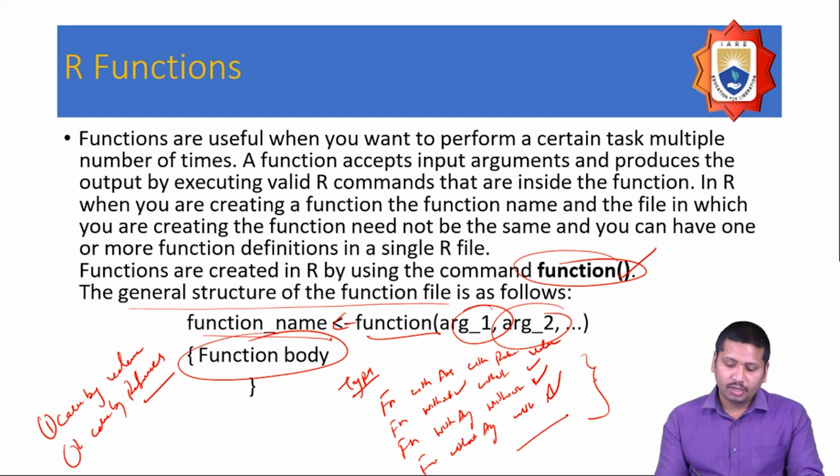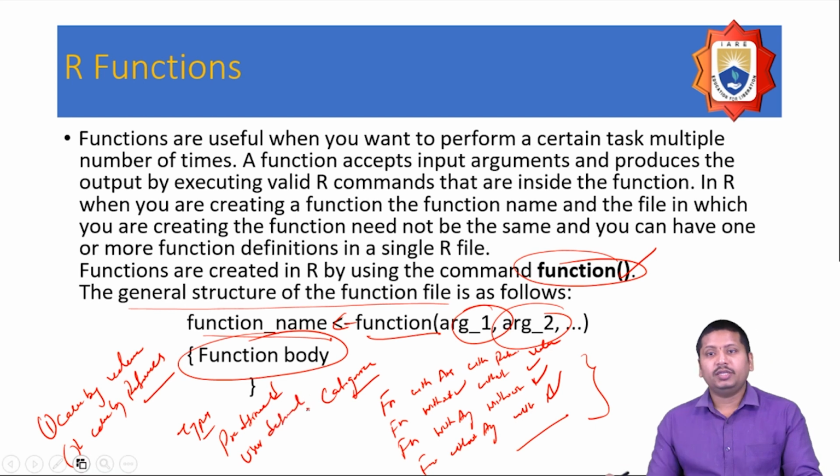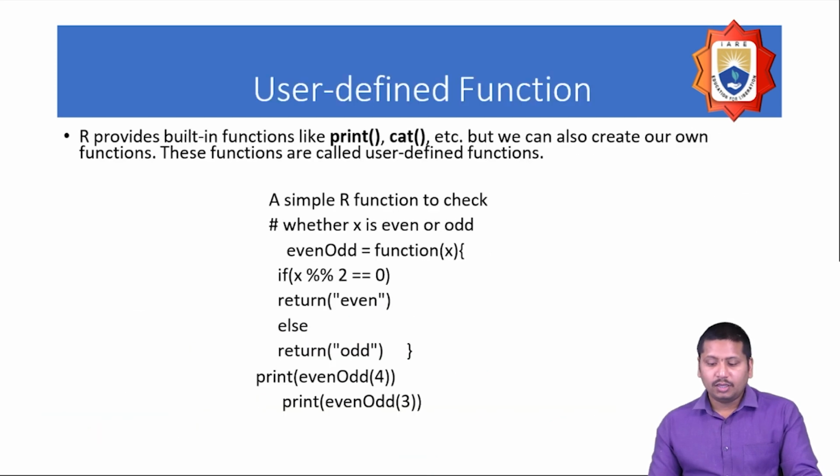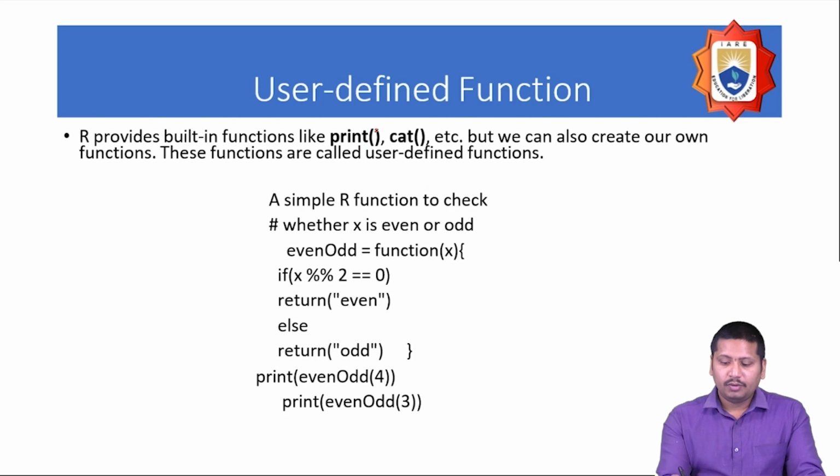These are the different categories of functions, and the function types are user defined and predefined functions. Functions that are already defined are called predefined, and a function written by the user is called a user defined function. These are some of the different categories of functions. Let's see one by one. A user defined function is one the user writes, while print and cat are all called predefined functions.